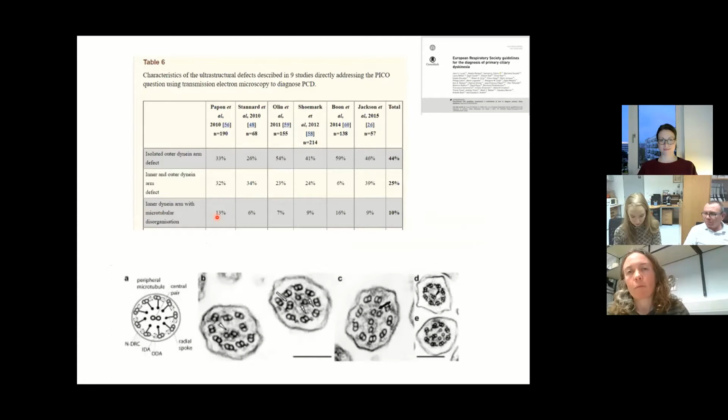hallmark defect for PCD is this inner dynein arm defect with microtubular disorganization.